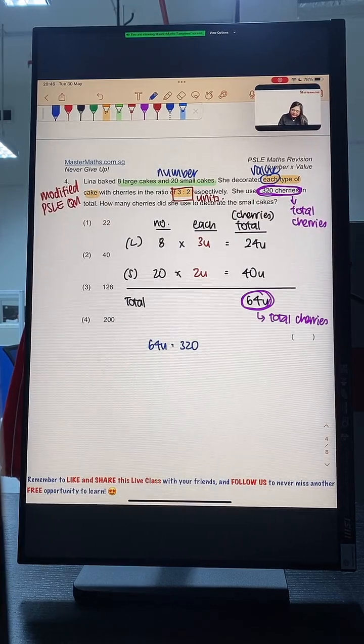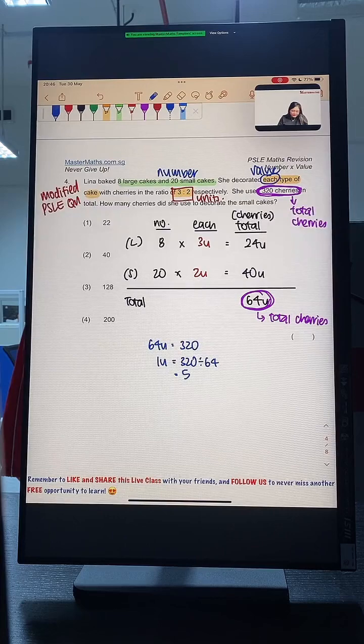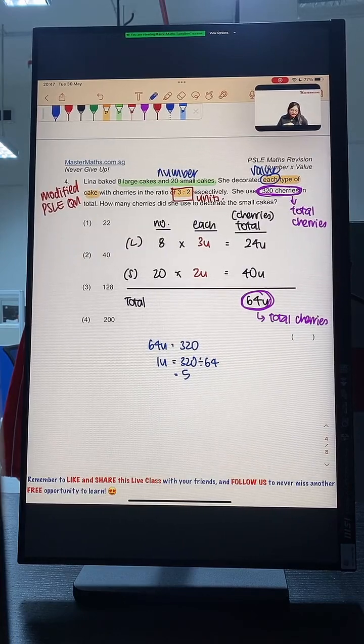Okay, so 1 unit is easy to find. 1 unit is 320 divided by 64 to give us 5. Find 1 unit. You are right, Fifi. Good job. So 1 unit is 5. Now once you get 1 unit, you have secured quite a number of marks here. If this is a 4-mark question, you would have secured 2 marks already.